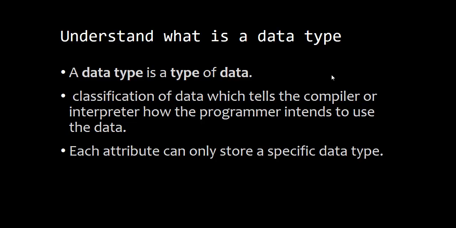Well, a data type is a type of data. How's that for really laying it out there for you? So a data type, for the most part, is a classification of data, which tells the compiler or the interpreter how the programmer intends to use the data. That definition is really more on the programming side of things, but it also holds true when it comes to databases. You're telling the database how you intend to use the data.